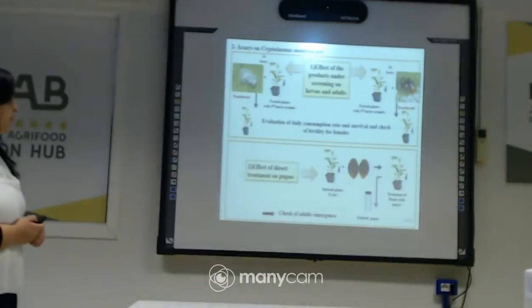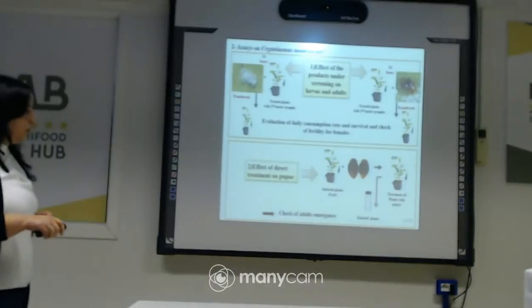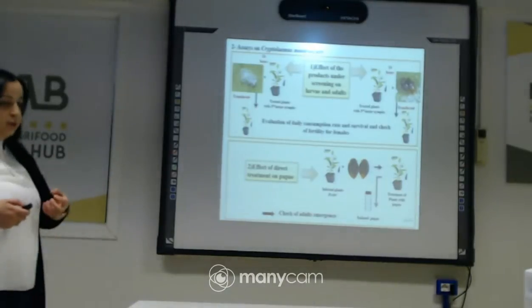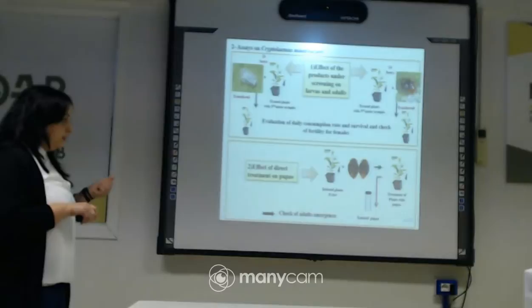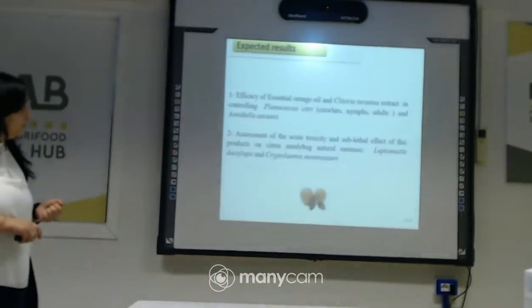The second parameter is the effect of direct treatment on pupa. Here also, we will isolate a couple of the lady beetle, male and female, with plants infested with Planococcus citri. After a couple of days, we will treat the plants presenting the pupa, and we will isolate the pupa inside glass vials, and we will check the adult emergence.